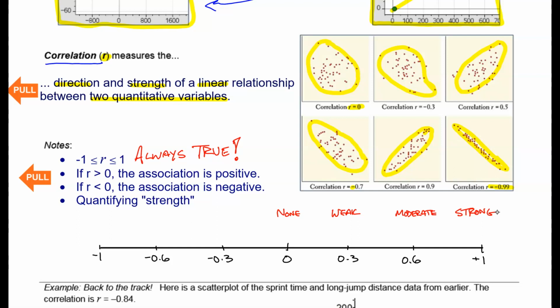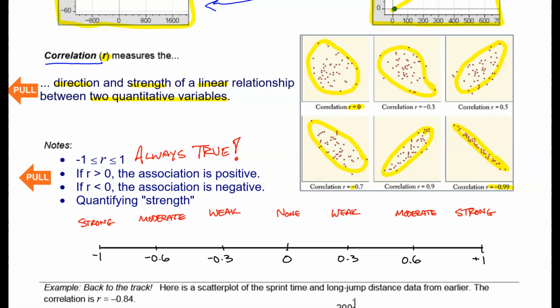And then again, same thing the other direction. We're going to call this weak. We're going to call this moderate. And we're going to call this strong. The difference between the left-hand side of this and the right-hand side of this is just the type of association you have, positive or negative.